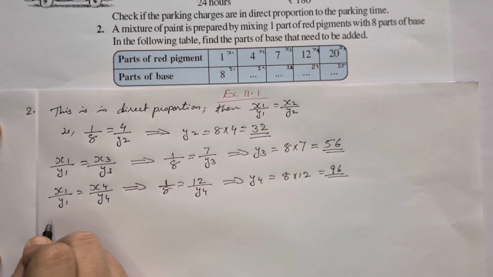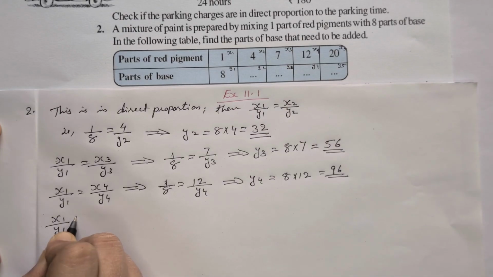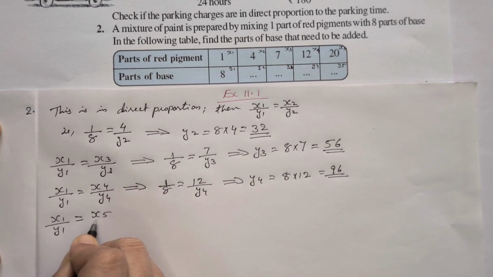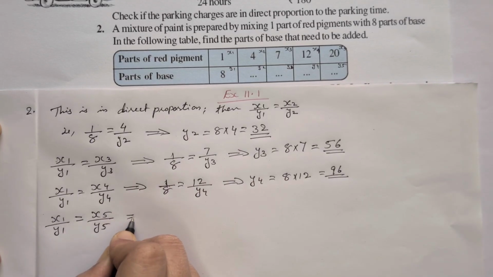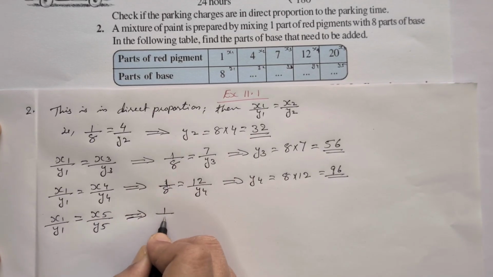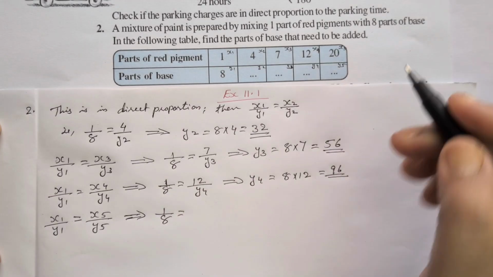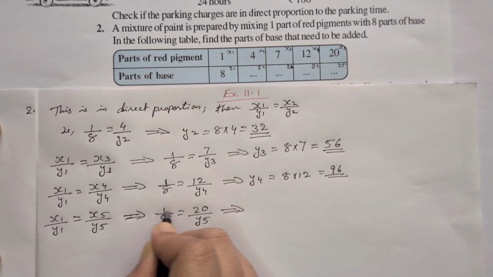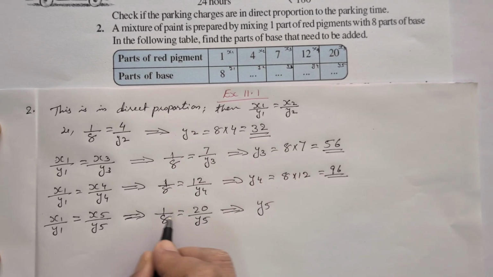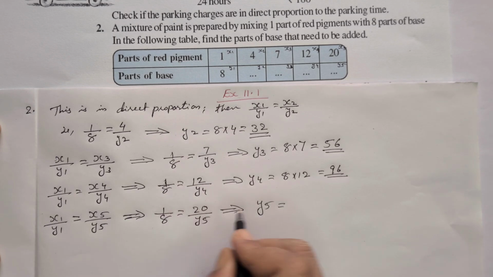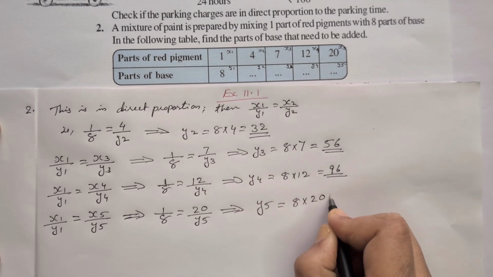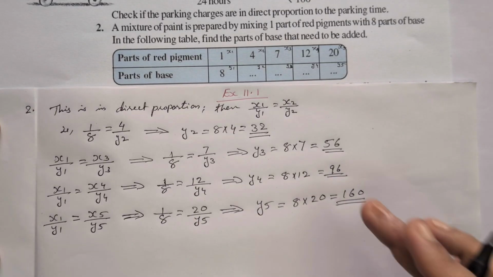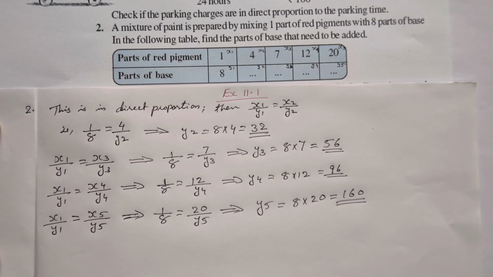That is 96. Next, x1 by y1 is equal to x5 by y5, which implies 1 by 8 is equal to 20 by y5. Cross multiplying, y5 into 1, that is y5 itself, is equal to 8 into 20, which is 160. Now we have got all the missing terms, the parts of the base corresponding to each.